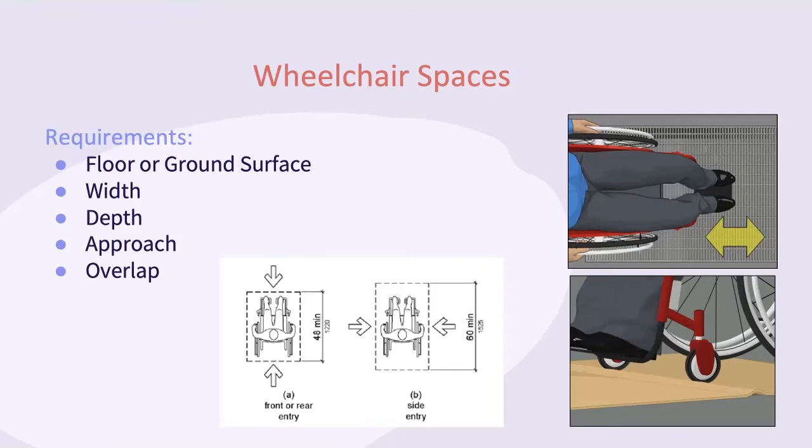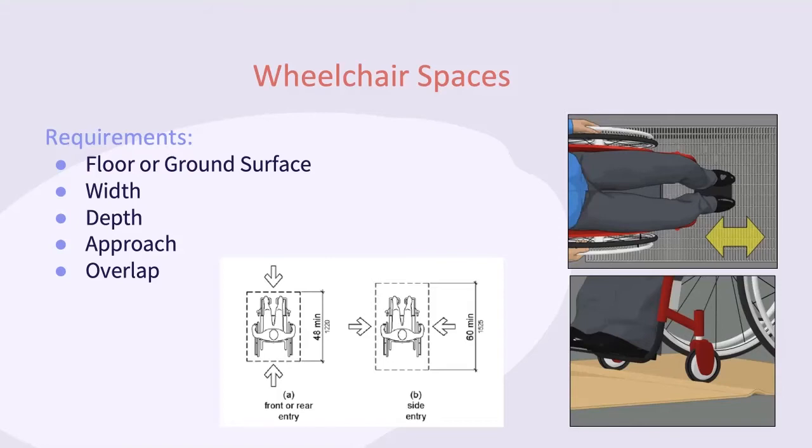The width for a single wheelchair space must be at least 36 inches wide. But if there's two wheelchair spaces adjacent to each other, then each wheelchair space can be at least 33 inches wide. For depth, it depends on if a wheelchair can enter a space from the front or rear. So you can see in the bottom picture that a wheelchair space needs to be 48 inches deep minimum if you can enter from the front or rear, but if you can only enter from the side, it needs to be 60 inches deep minimum.